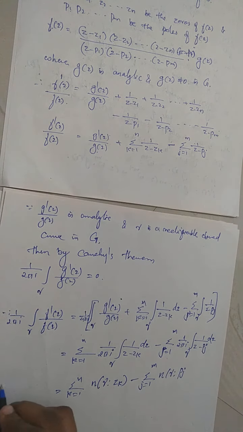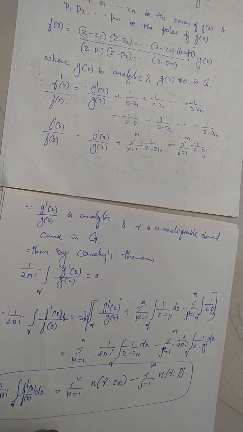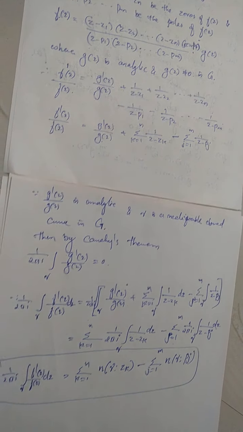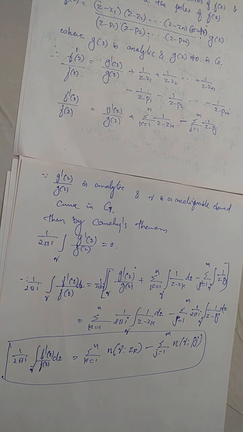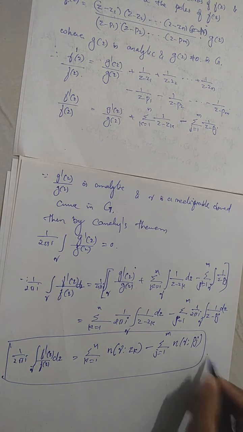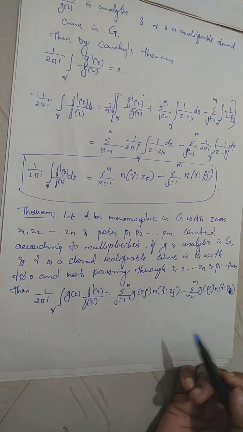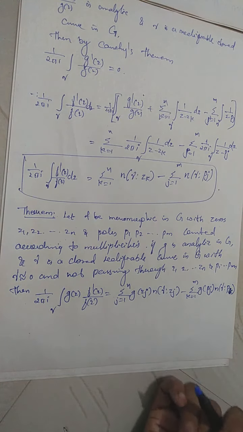So 1 by 2 pi I integral over gamma of f dash z divided by fz dz is of the form: we get the sum of the winding numbers of each zero minus the sum of the winding numbers of each pole. So we can prove this theorem, the argument principle, in this way. Okay. The next result is actually a consequence of the argument principle.